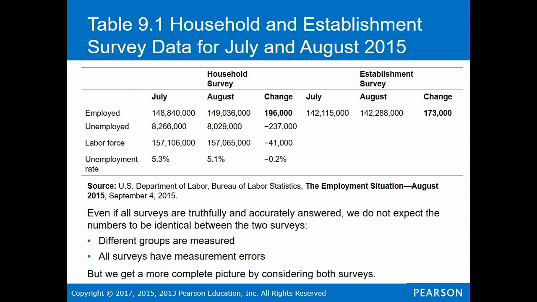So to compare the two, back in July and August of 2015, if we look at the household survey, 148 million and change said they were working. In August, 149 and change said they were working. So we had a change, an increase of about 200,000. The establishment survey, we had 142 and change in July. So we have 6 million fewer workers looking at this other survey. And then in August, the establishment survey said there are 142 and change working. So we had, like, 175,000 increase. So we had a smaller increase, depending on which survey you looked at.